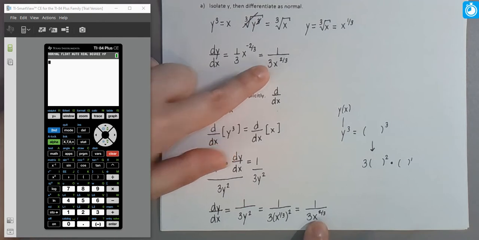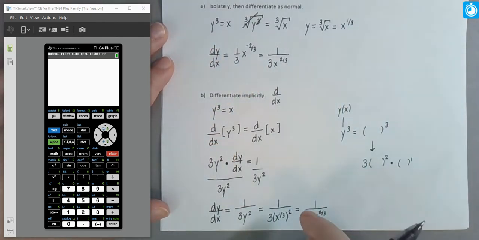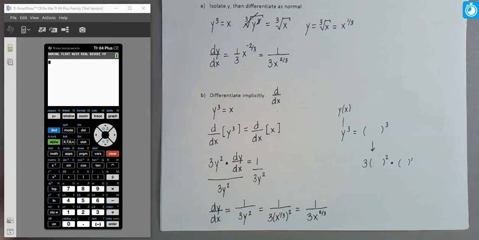Now, ending up here required us, in a sense, to know how y would be differentiated, or how y would be solved for, rather, to begin with. So what if that wasn't possible? Because again, as I mentioned a moment ago, the idea is that we're going to use this strategy when we can't isolate y, when that's not really an option.